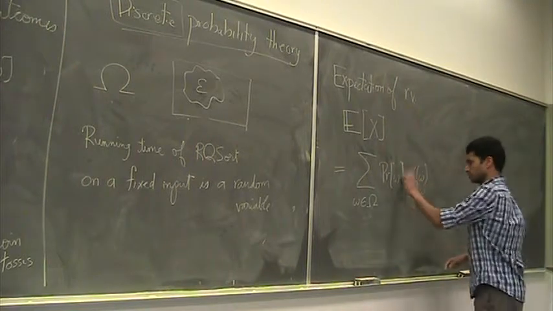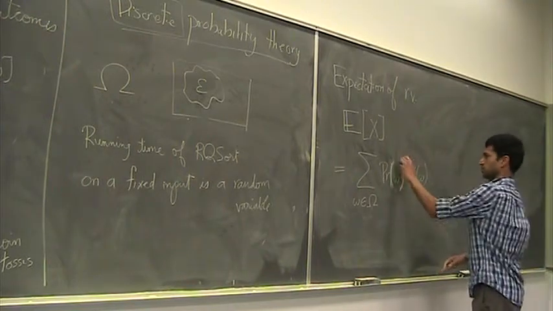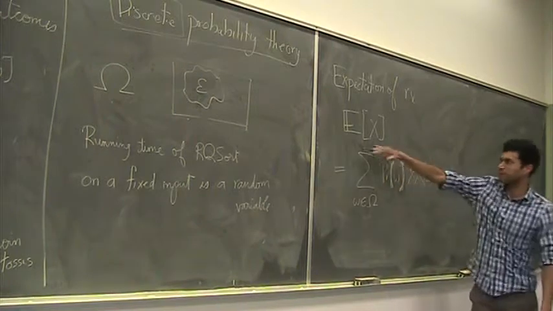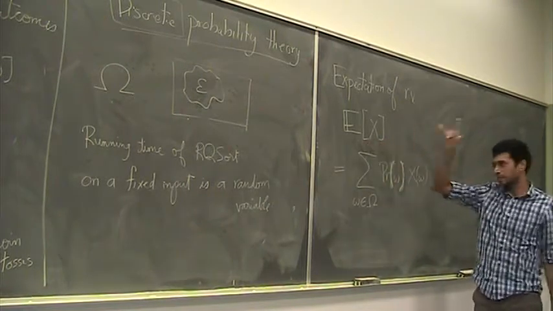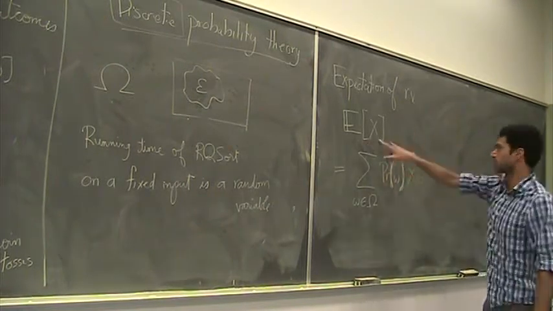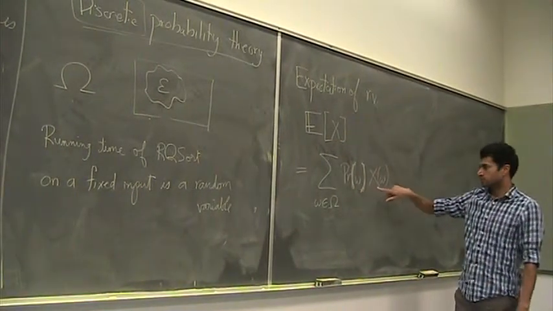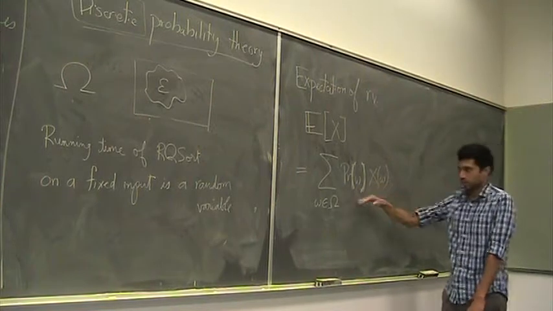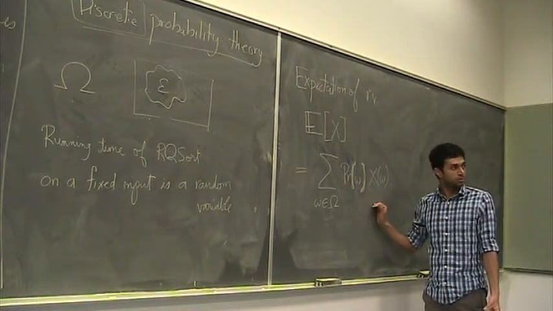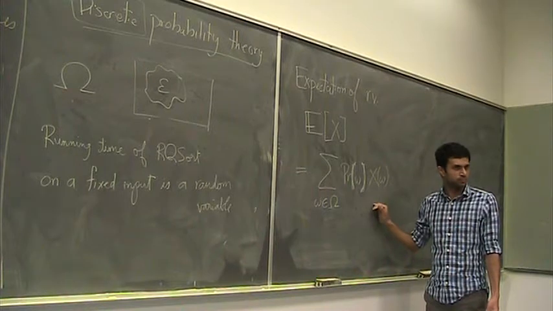And I could also use these braces here. It's all the same, but usually with expectation, at least in most of the books in theoretical computer science, they use square braces. But it's the probability of the outcome times whatever value there is at that outcome. This is the average. Does this make sense?